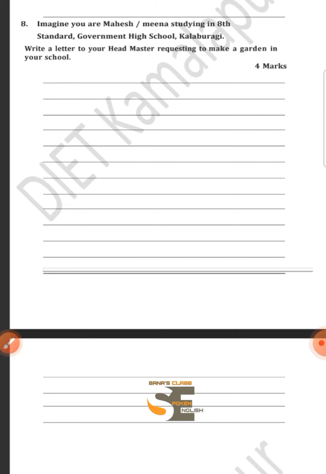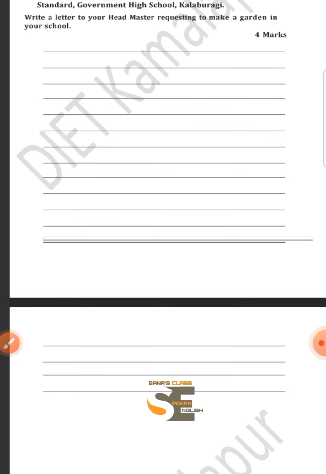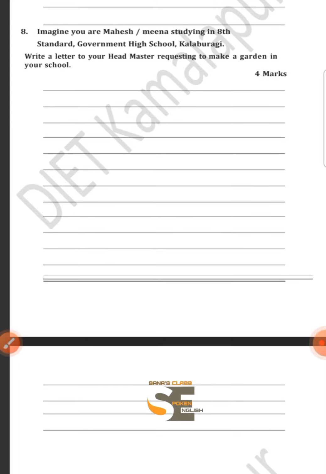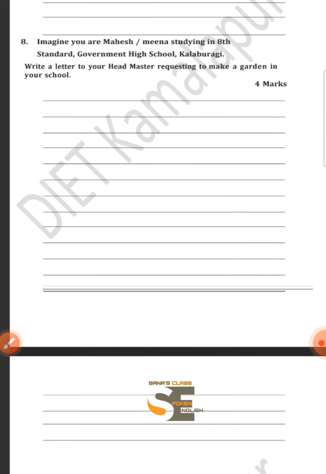Okay, now there is the last question, question 28. Imagine you are Mahesh or Meena. If you're a boy, you have to write Mahesh. If you're a girl, then you should write Meena. Studying in 8th standard, Government High School, Kalaburgi. Write a letter to your headmaster requesting to make a garden in your school.